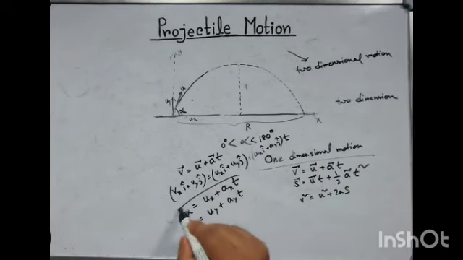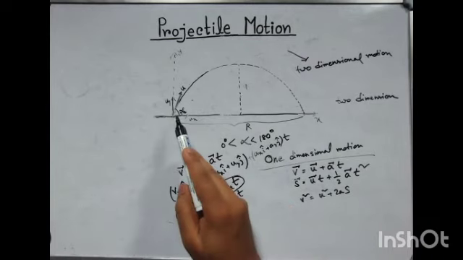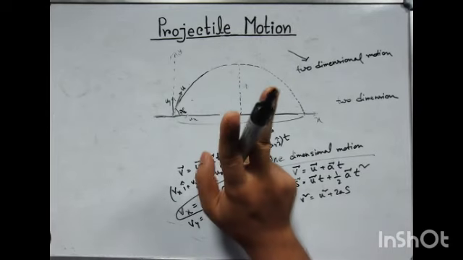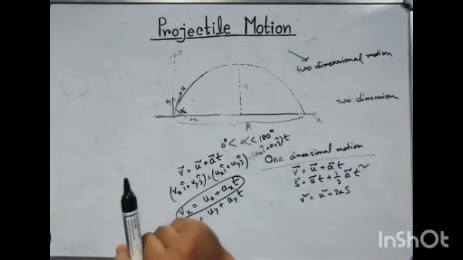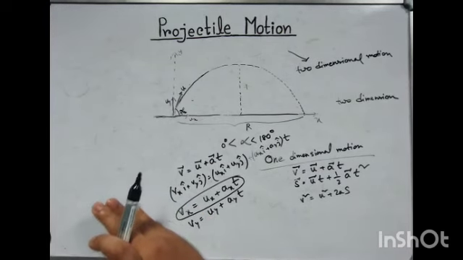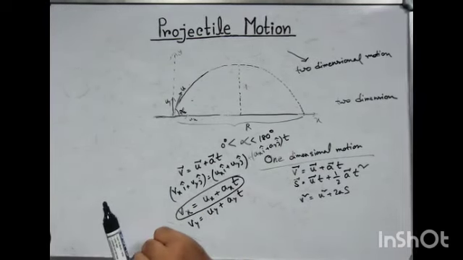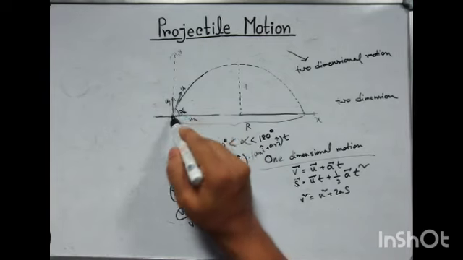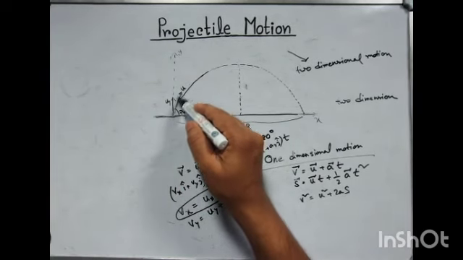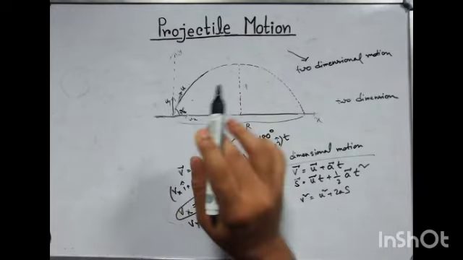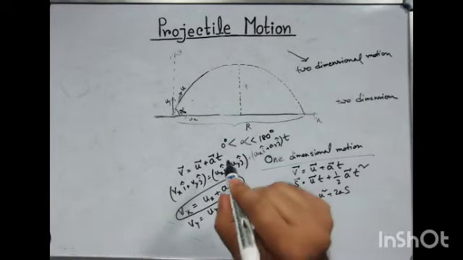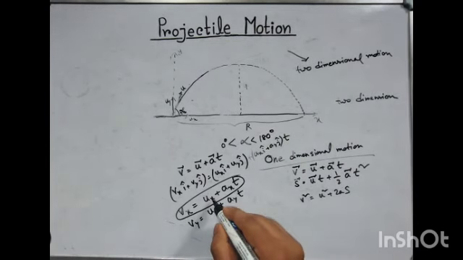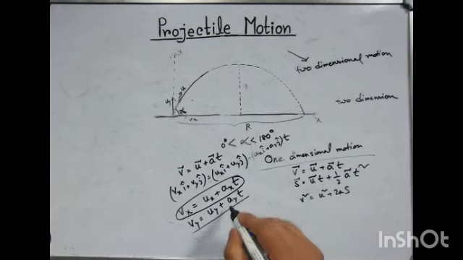Now we can break the two-dimensional motion into two one-dimensional motions, and we have studied one-dimensional motion, so from that we can also study two-dimensional motion very easily. So we'll break this motion into two one-dimensional motions. So u vector, we break it into two components. We know how to break a vector into its components. I have a video on that topic also. So here you can see vx equal to ux plus axt and vy equal to uy plus ayt.